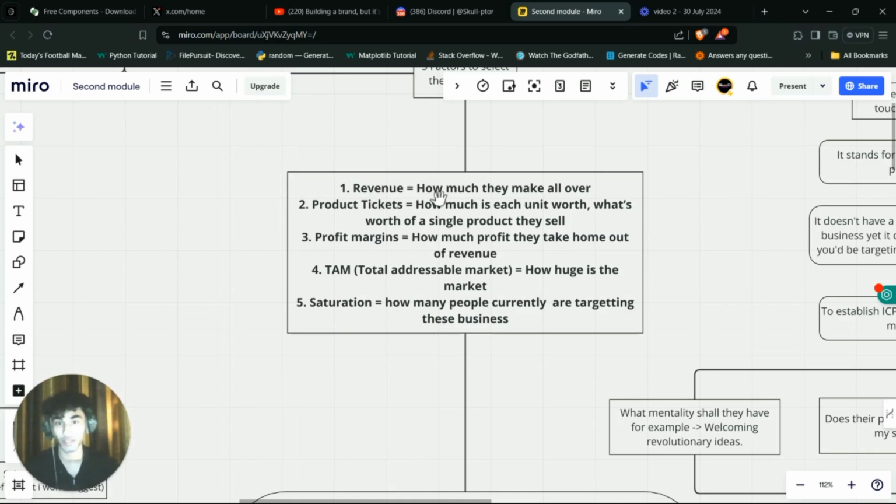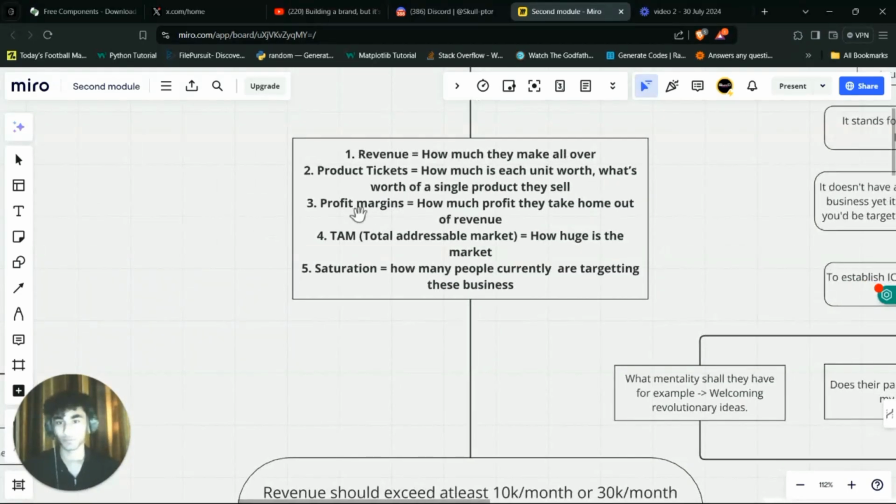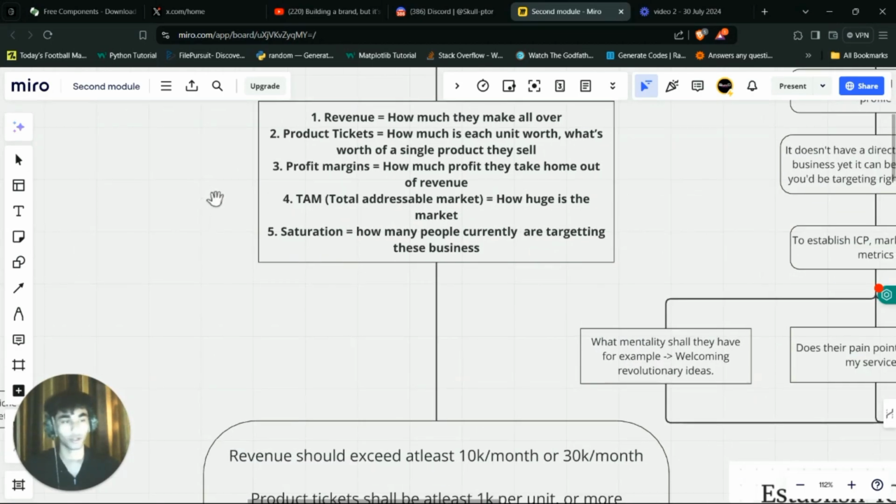First comes revenue, which means how much they make overall. Second comes product ticket, which means how much each unit is worth, the worth of a single product they sell. Third comes profit margins, which means how much profit they take home out of revenue. Like after paying out every other expense, how much profit do they take home with themselves, right? That's the profit margin. It's usually in percentage. Like if I sell you a $30 product and I have a 10% profit margin, I'll take $3 in my pocket.